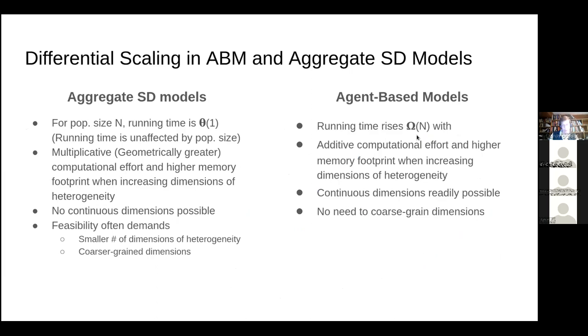For an agent-based model, population is a direct driver of cost, of running time. If you double the size of the population, you will at least double the running time of the agent-based model. If you double the size of the population in a stock and flow model, it doesn't change the running time at all. It's adding heterogeneity that hurts for aggregate stock and flow models. It's increasing the population size that hurts for agent-based models. And we're going to be coming back to this issue of hurt in a future lecture.